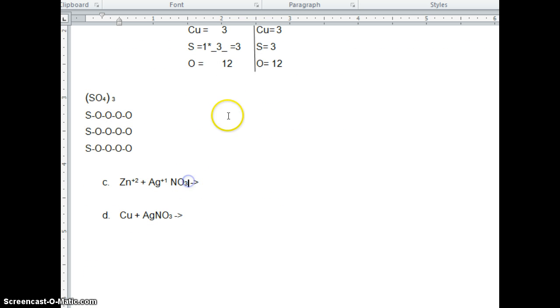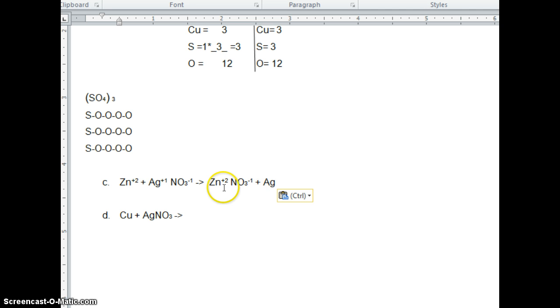And then we have nitrate, which if you look on your list of polyatomic ions, has a charge of -1. So over on this side, which one is the zinc going to go with? The zinc is going to partner with the nitrate. And the silver is going to be all by itself. All right, so let's make this chemical formula.